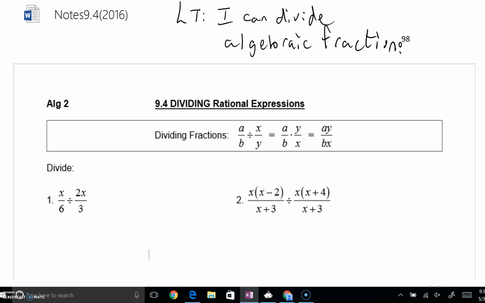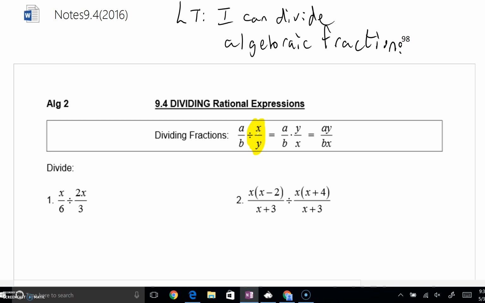9.4, our third to last lesson of the year. We're dividing rational expressions. You can look at our learning target. We're dividing algebraic fractions. So super, super huge concept here. Something that you learned a long, long time ago.